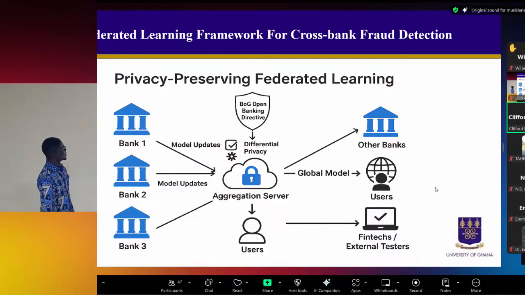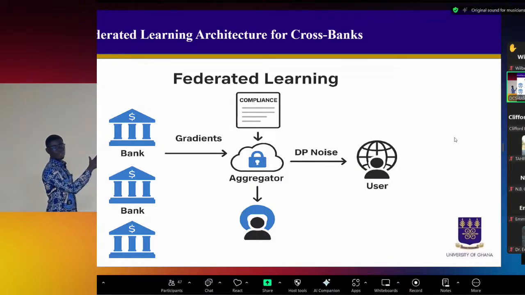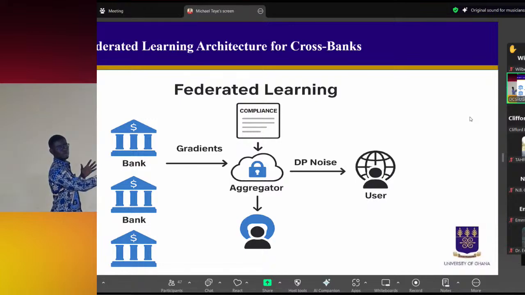All right, thank you. I'm sorry for the miscommunication. If you look at the first diagram, like I said, it's the gradients that are moving, and I also explained that the banks are not going to send their raw data. They are only going to use the updates or the gradients. So I'm sorry for the confusion, but it's about the gradients.